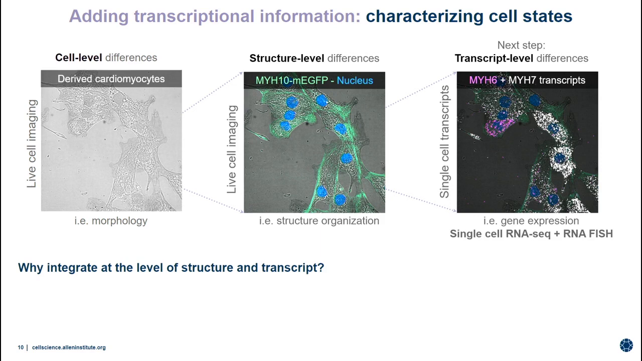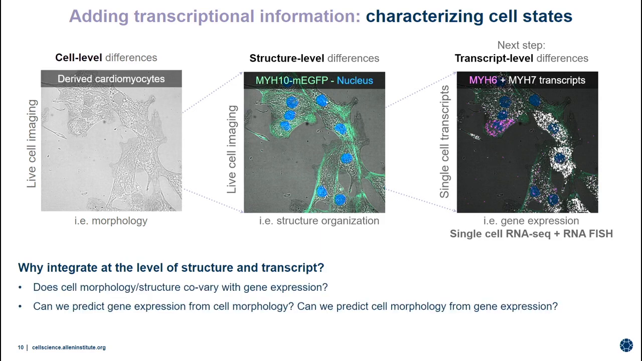So what are some of the reasons why we would try to integrate at the structure level and the transcript level? Some of the questions we want to be able to ask with this are, does cell morphology or structure co-vary with gene expression? And if it does, can we predict gene expression given a particular cell morphology? And vice versa, can we predict cell morphology given what we know about the transcriptional state of a cell at that point in time? If we can do this, then this would also give us a way to link our high replicate imaging data set to transcriptional information such as an RNA-seq data set.